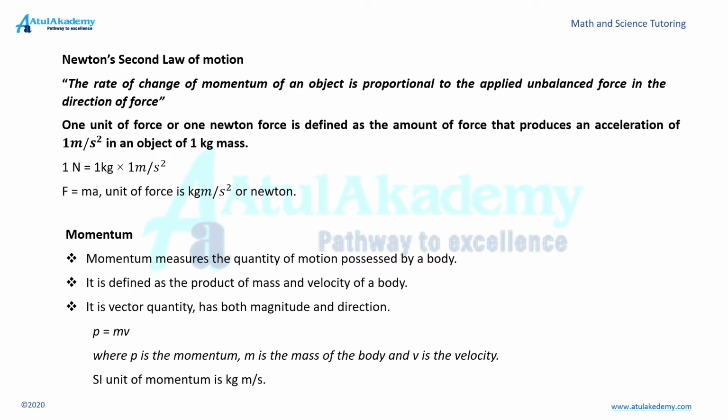Momentum. Momentum measures the quantity of motion possessed by a body, but it is defined as a product of mass and velocity of a body. So we represent momentum by a symbol small p, then it is given by mv. P is the momentum, m is the mass, v is the velocity. And SI unit of momentum is kg meter per second. Kg is the unit of mass, meter per second is the unit of velocity. Again, momentum is a vector quantity, it has both magnitude and direction.